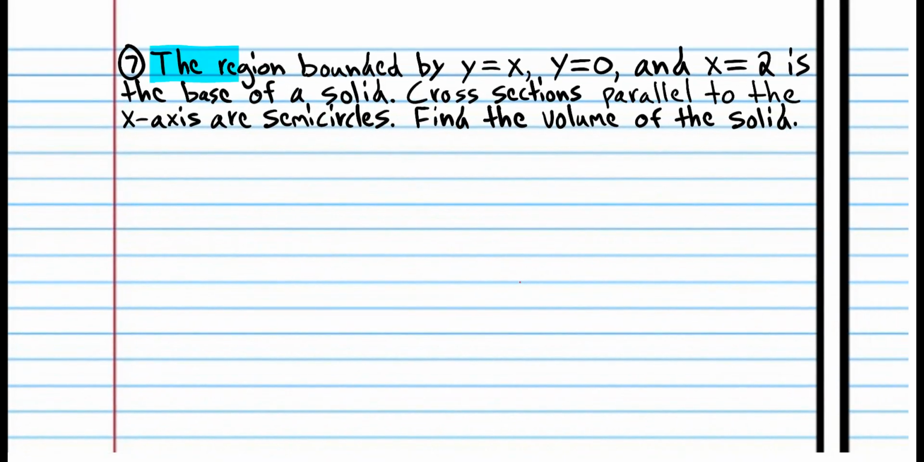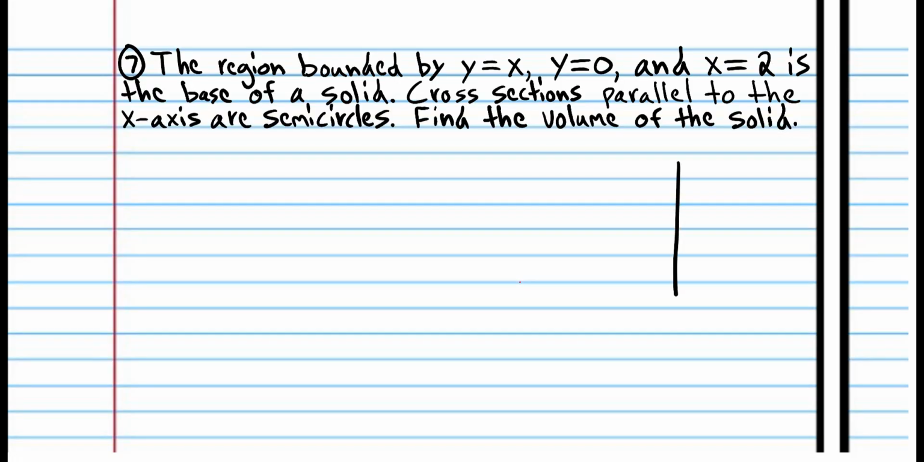It says here, the region bounded by y equals x, y equals 0, and x equals 2 is the base of a solid. Cross-sections parallel to the x-axis are semicircles. Find the volume of the solid. So, as usual, let's graph the base of the solid. We have y equals x. We have y equals 0. And we have x equals 2.